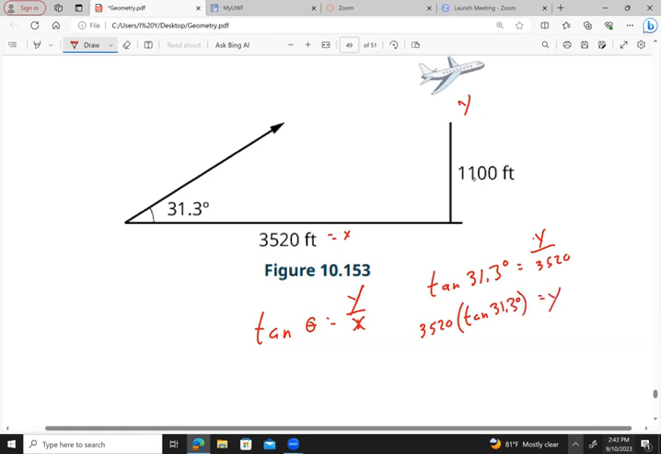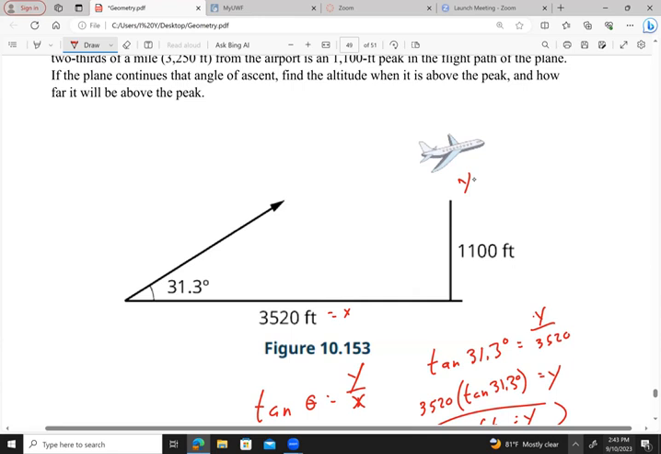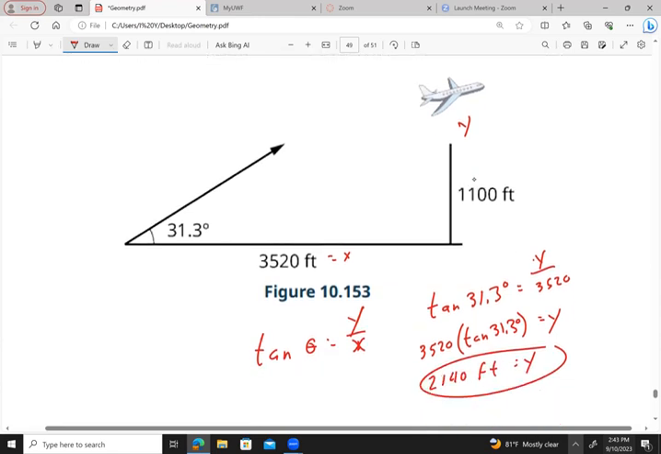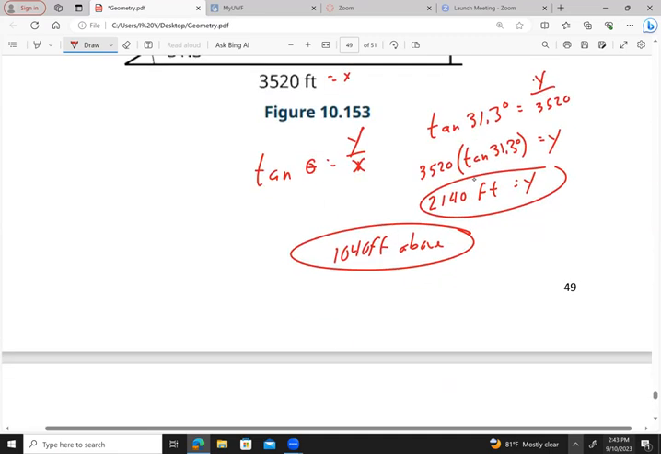So 3,520 times tangent 31.3 gives me 2,140, and we'll round down, feet. So that's the height. How far will it be above our 1,100 feet? About 1,040 feet above. Okay.